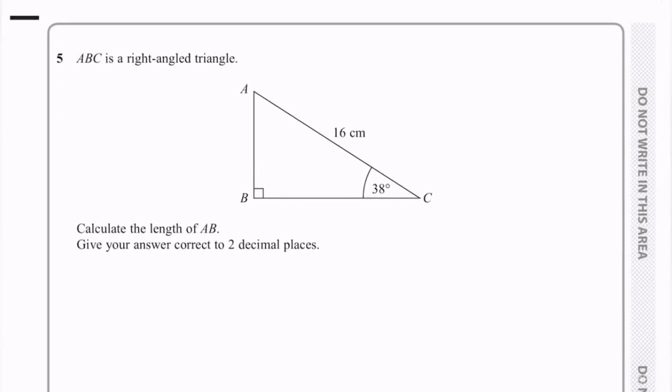Okay, on to question 5. So we've got a right angled triangle. We've got an angle in there and it's asking us to work out the length of AB. So we're working out the length of this one here and give your answer correct to 2 decimal places.